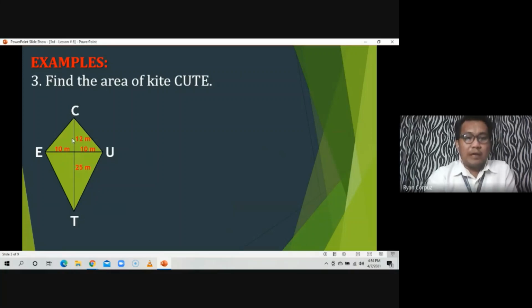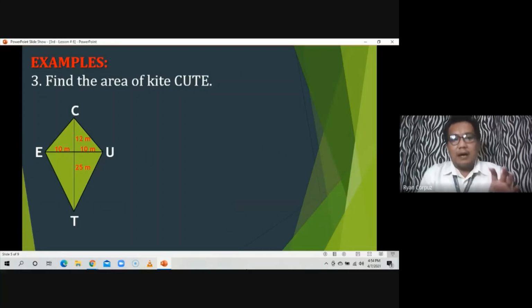When you draw the diagonal of a kite, this diagonal, hinahati niya yung other diagonal into equal measures. When you do a diagonal of a kite. So with that given measures on example number 3, we can now solve for its area.